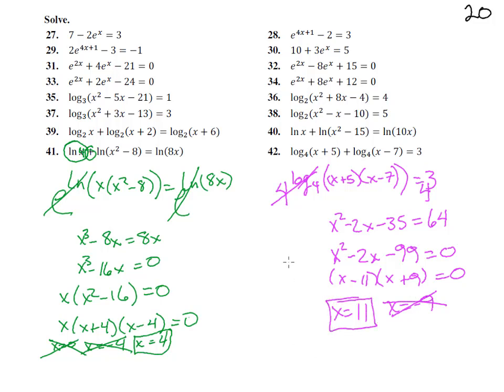So 11 will work. And just to write that out, we have log base 4 of 16. Oh, I said 6 before, it's 16. Log base 4 of 16 plus log base 4 of 11 minus 7 is 4. So that's a 2 plus a 1 equals 3. Hey, look at that. That was pretty cool. All right, good.